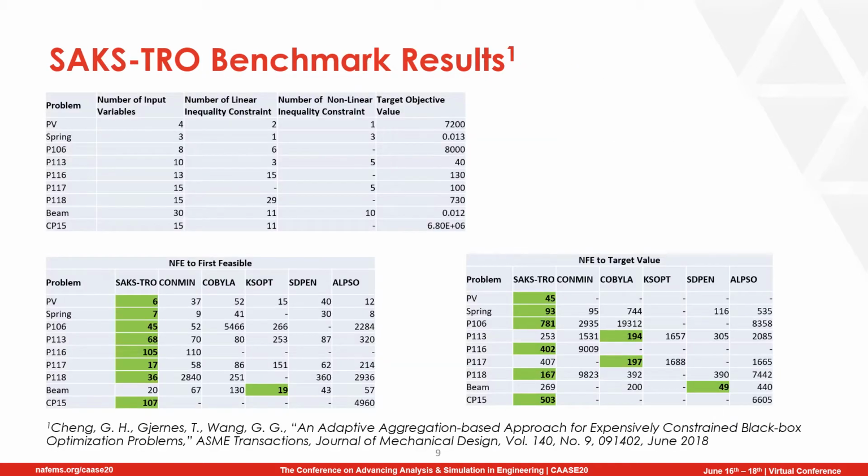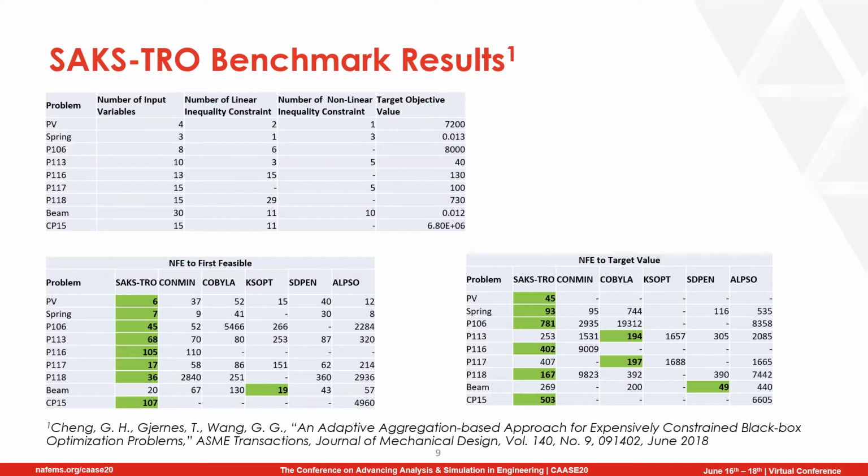Here are the tabulated results of 9 different benchmark functions with number of inputs ranging from 3 to 30 and number of constraints ranging from 3 to 29. SAXTRO results are compared with 5 different optimization algorithms.